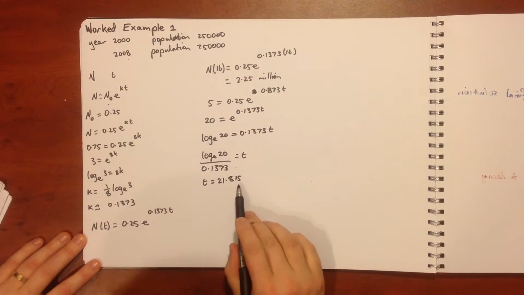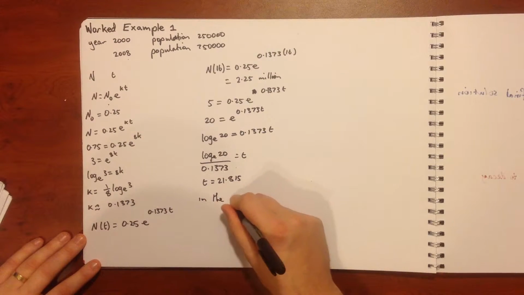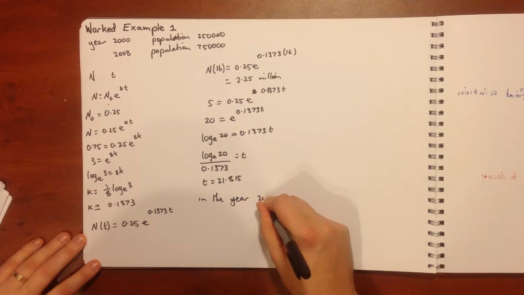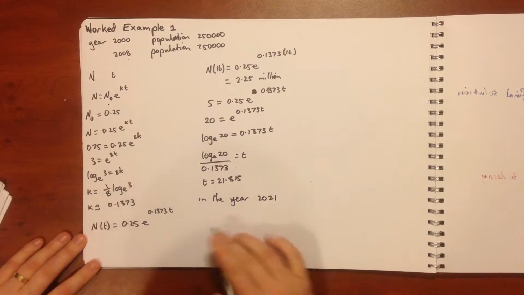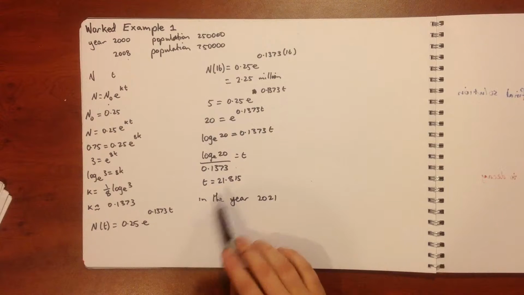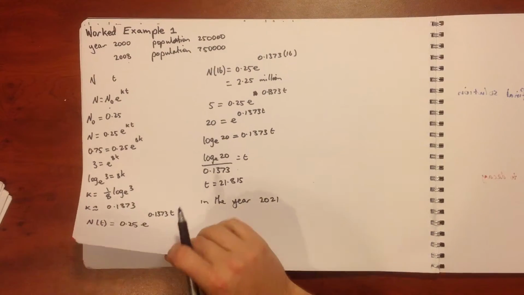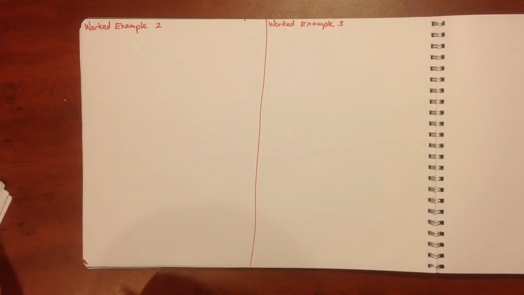So it's part way through that year, which means it's in the year 2021. It's towards the end of the year, but it's within that year. So we don't actually round up to 22 in this case, because it's in the year 2021. We'll keep moving on and have a look at worked examples 2 and 3.